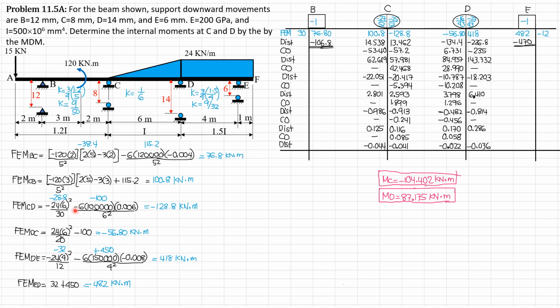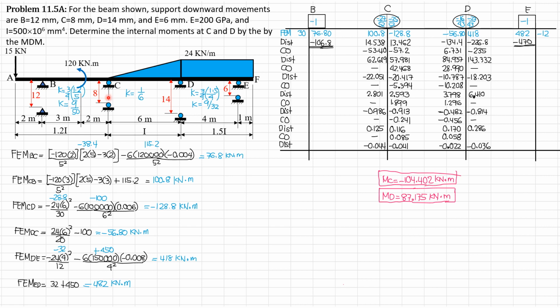So CD, the fixed moment due to the load is negative WL² over 30, which is negative 24 times 6² over 30. This is negative 28.8. Then the side sway moment is negative 6EI, since I is I, so 100,000 back. Then delta is treated positive again because the rotation of chord CD is clockwise.